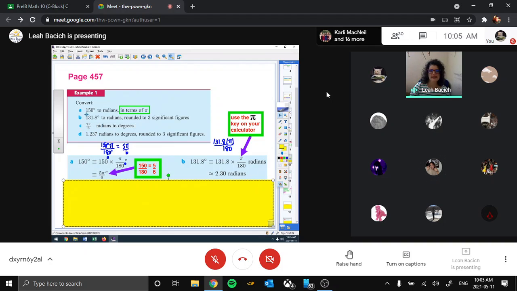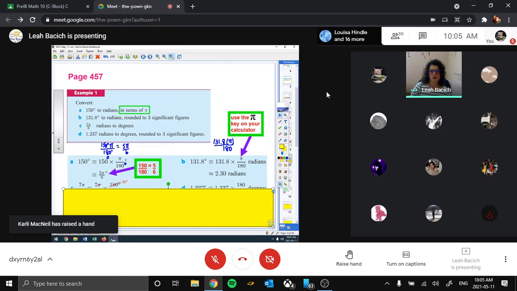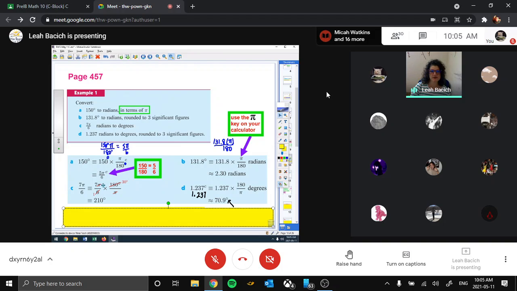Excellent. For C, we have to go from radians to degrees. Well now I'm going to multiply by 180 over pi because I want to cancel out the radians and change it up to degrees. So basically what I'm doing is filling in 180 for pi and then dividing by 6 once I do the product.